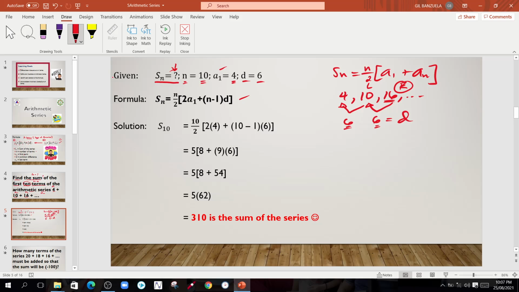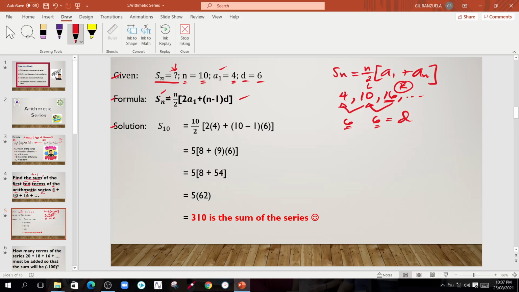Guys, ganito tayo mag-solve lagi ng problem. We have to get the given, then state the formula, then bago tayo mag-solve para well-guided tayo, no? Again, your formula are your guide, no? Alright, so napaka-importante. So, basahin uli natin yung formula natin.